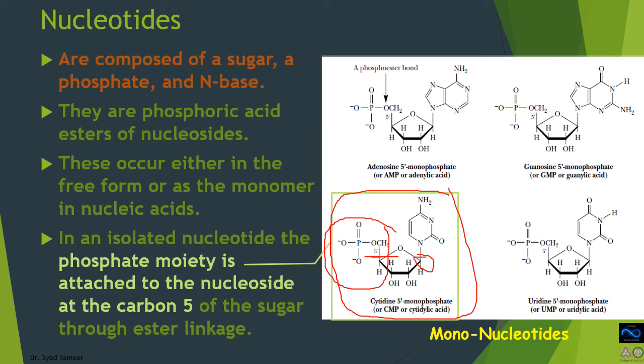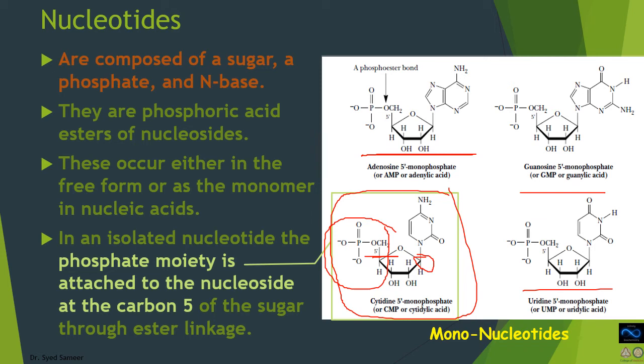In isolated form, if they are present, the phosphate will always be bound to the 5' end, that is carbon 5 of the sugar moiety. Whether that sugar moiety is a ribose or deoxyribose does not matter. As you can see in the picture, there are three different kinds of nucleotides usually existing in nature. Adenosine 5' monophosphate or AMP, similarly guanosine or GMP, and CMP.